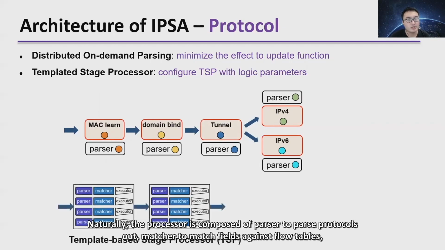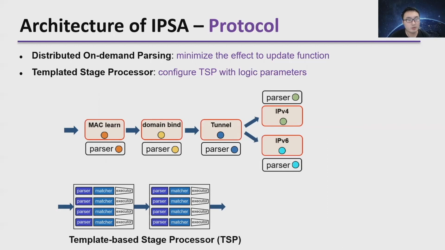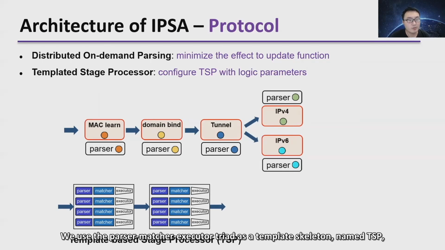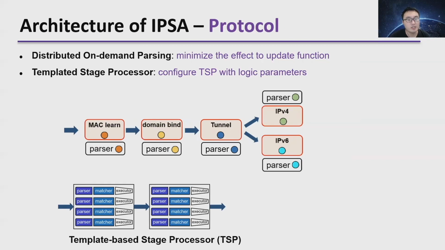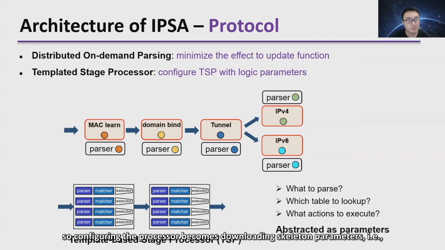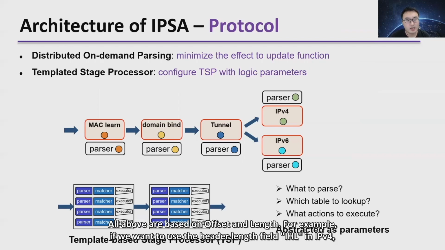Naturally, the processor is composed of a parser to parse protocols out, a matcher to match fields against the flow tables, and the executor to execute actions. We use the parser, matcher, executor triad as a template skeleton named TSP, so configuring the processor becomes downloading skeleton parameters, that is, what to parse, which table to look up, and what actions to execute. All are based on offset and length.